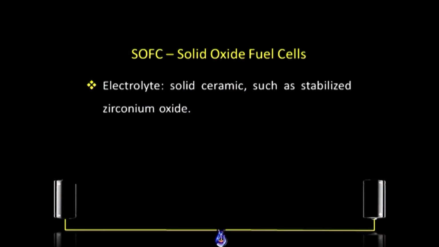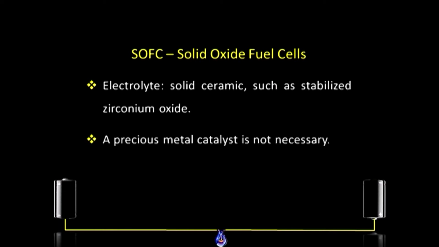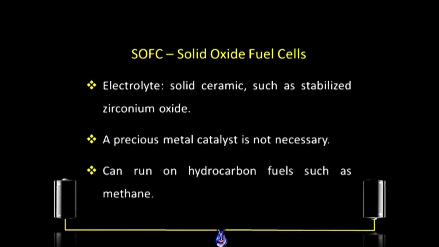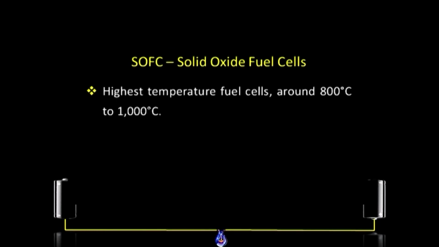Again, as the name suggests, the electrolytic material will be solid. So it uses a solid ceramic such as stabilized zirconium oxide as an electrolytic membrane for these particular fuel cells. In this type of fuel cell, a precious metal catalyst is not necessary. They can run on hydrocarbon fuels such as methane, and these are the highest temperature fuel cells and hence can operate up to 1000 degrees Celsius.